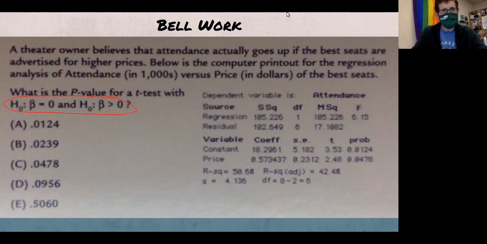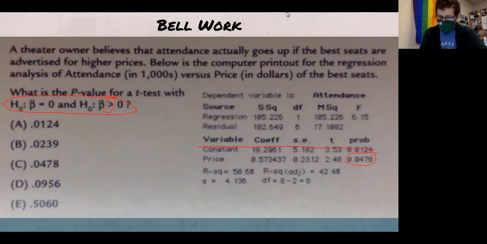It says, what is the p-value for a t-test with these particular hypotheses? Just to answer this question, remember that computers always calculate the p-value as a two-tailed test. So if it's a one-tailed test like we have here, then we need to take the p-value that's given. We never care about the constant or the intercept, whatever they call it. So I'm going to cross that row out.